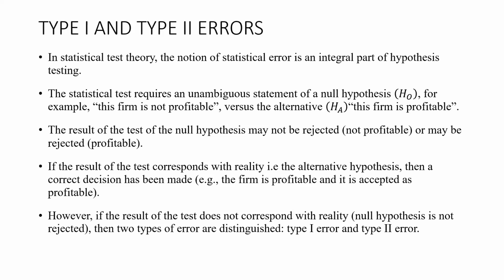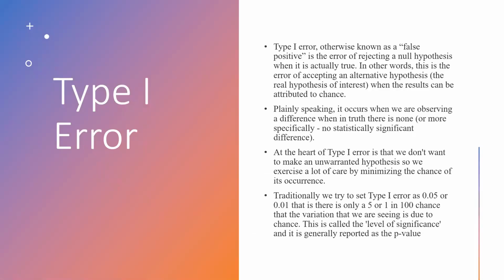And these are from statistical theory. The first one is type 1 error. Another word for type 1 error is false positive. That is the error of rejecting the null hypothesis when it is actually true. Or in other words, the error of accepting the alternative hypothesis, that is our real hypothesis of interest, where the result can be attributed to chance. In plain language, it occurs when we are observing a difference when in truth there is none. At the heart of type 1 error is that we don't want to accept an unwanted hypothesis. So we exercise a lot of care by minimizing the chance of rejecting a null hypothesis in a situation whereby it may be true.